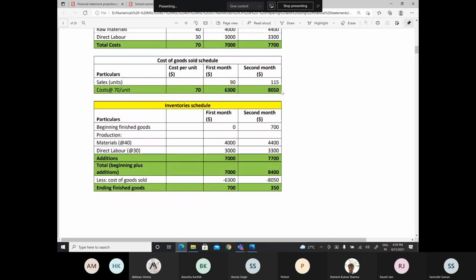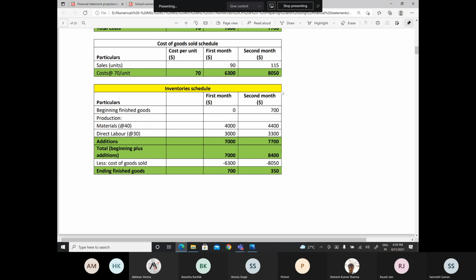Then we have to prepare the COGS schedule, that is how much did we sell. In the first month we sold 90 units at the cost of 70 per unit. It was $6,300. And in the second month we sold 115 at the cost of 70 per unit. It was 8,050.